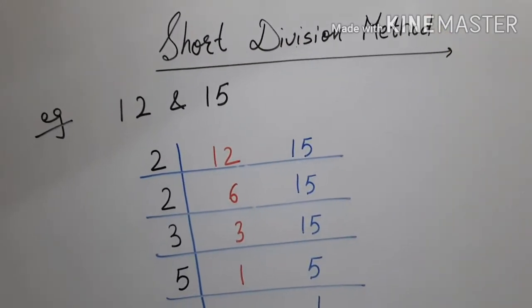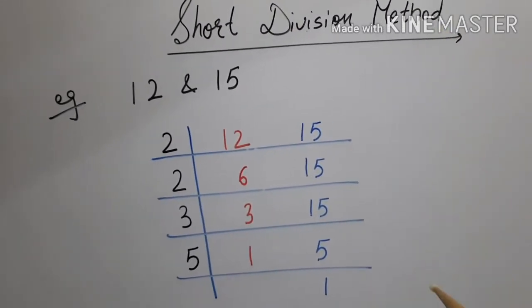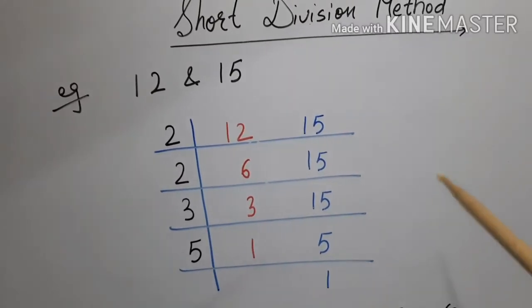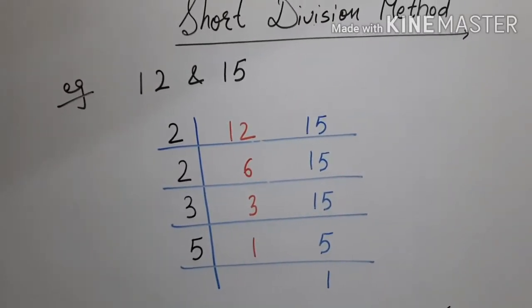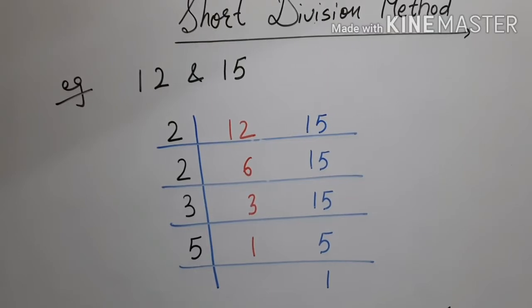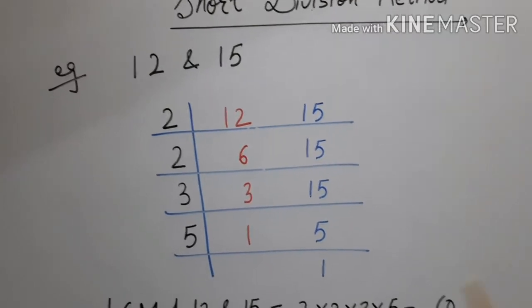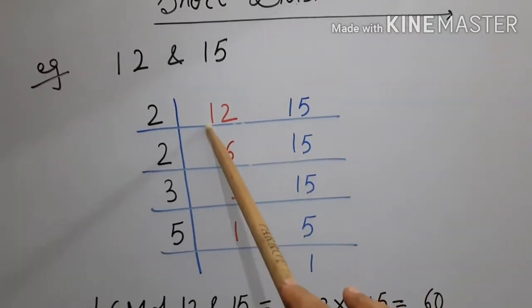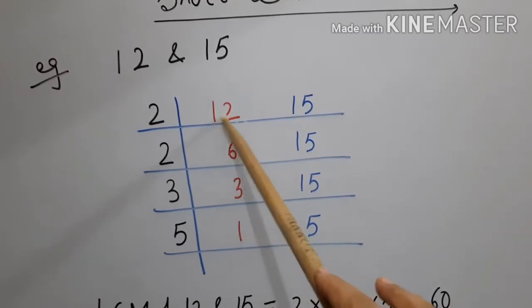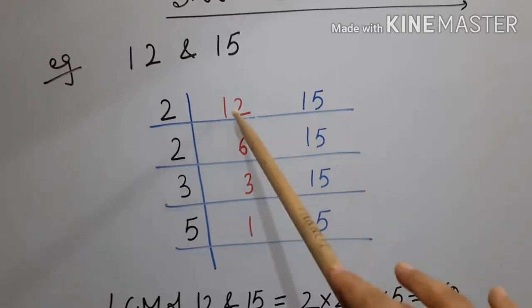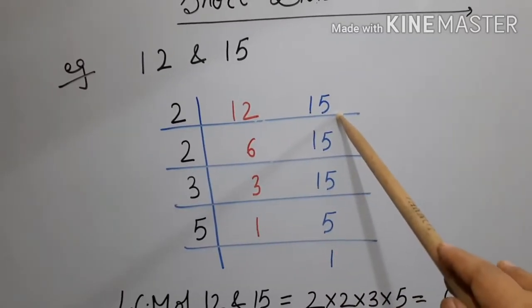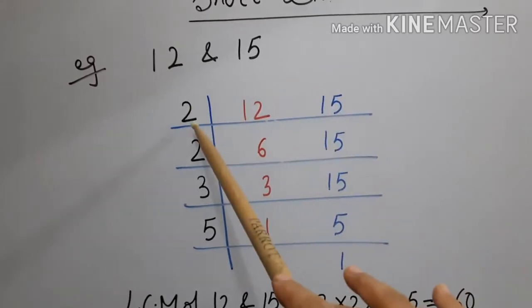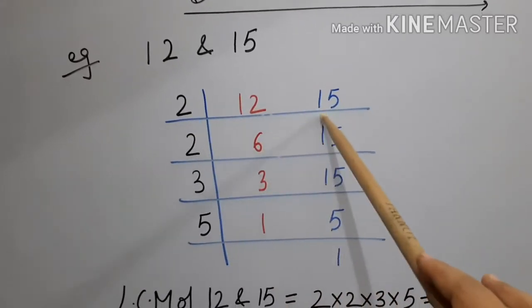Now let us find the LCM by using the short division method. This is one of my favorite methods and it is a very quick method to find the LCM. But most of the children get confused about how to calculate. Let us write both numbers, whatever numbers are given to you, just write them that way, 12 and 15, and then check out the least number which divides these numbers.